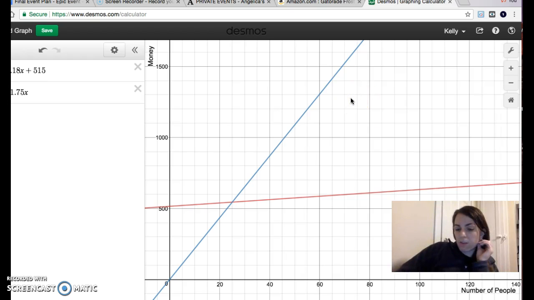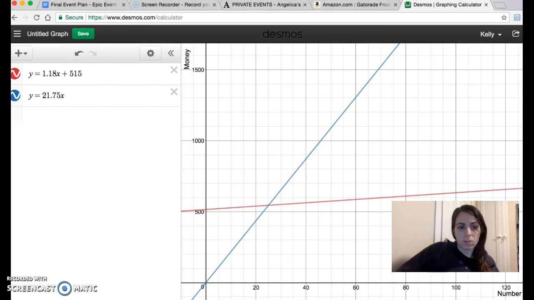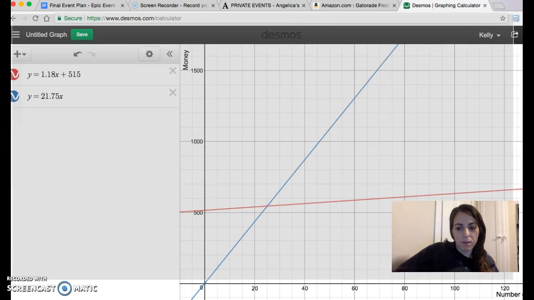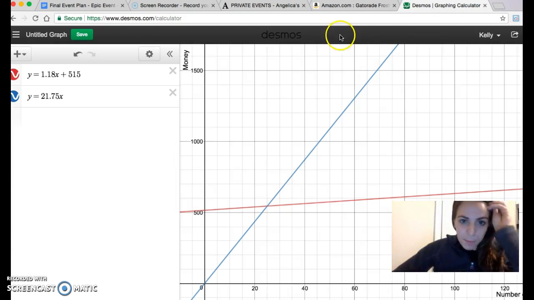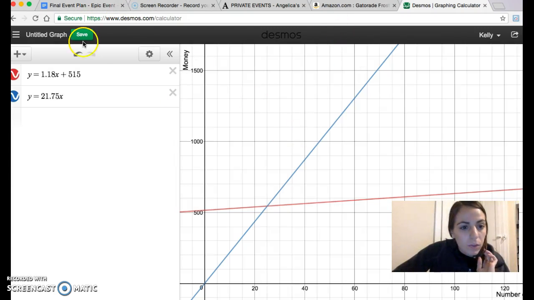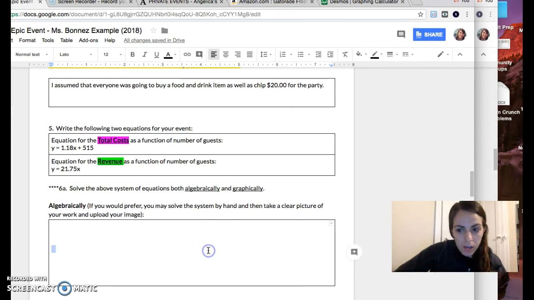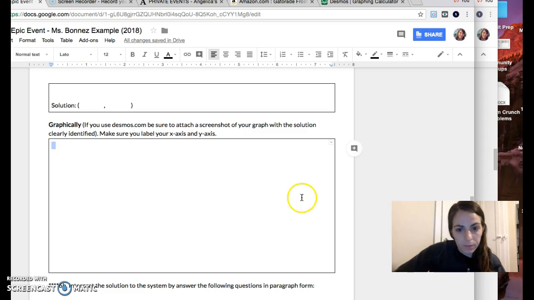So again, now we have our x and y axes. And then you're going to go ahead and do a screenshot. Please do a screenshot of the graph. This is going to look weird because I'm filming, but do a screenshot. Okay, I'm going to take a picture of myself. Hello. But do a screenshot of not only the graph, but the two equations on the side. And now I'm going to paste my screenshot right here.